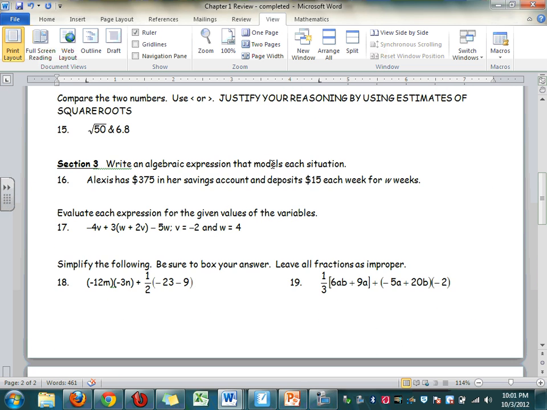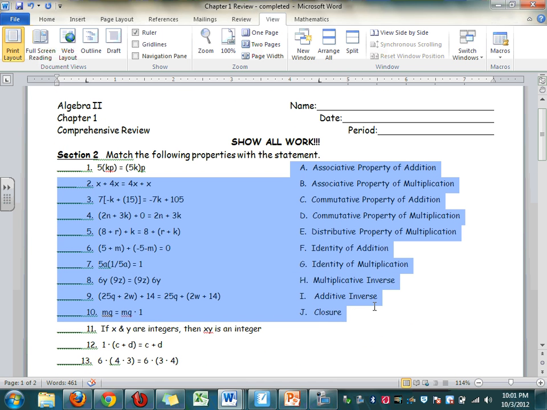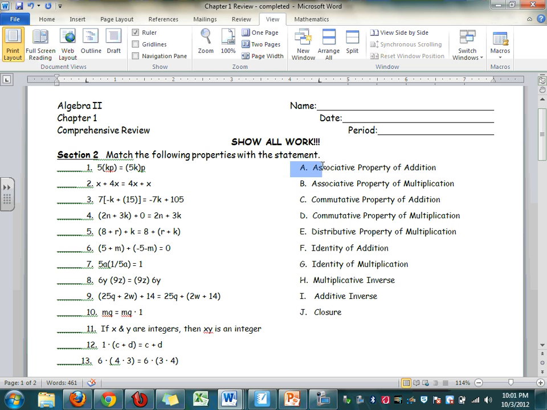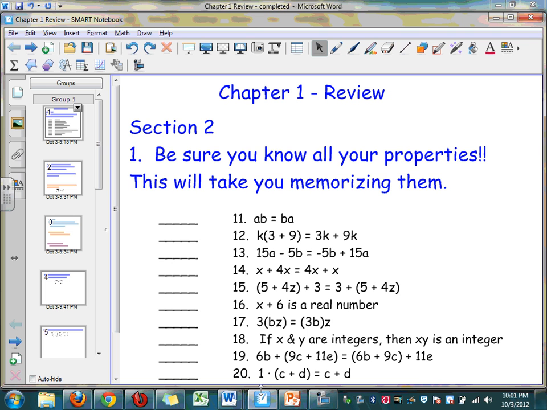So this is your worksheet, and I need you to have this out in front of you because I need you to look at the matching section right here, because on my notes today I do not have any of those properties labeled. What you need to do is match those up with me. So I'm going to go straight to the notes. Some of these are all examples, okay? We're going to start with: be sure you know all your properties. This will take you memorizing them. Now, if you get out your lovely little review sheet, I want you to start partnering these up.